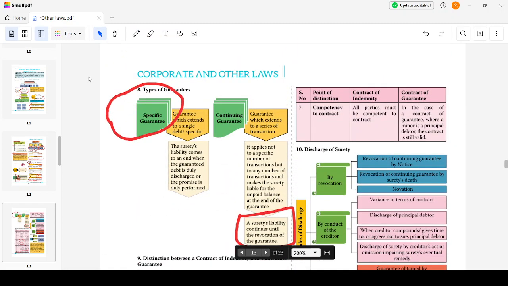Let's move on. The last one is the competency to contract. All parties must be competent. We have already said, right? In principle, the debtor need not be competent. Even then, the contract of guarantee will be valid.